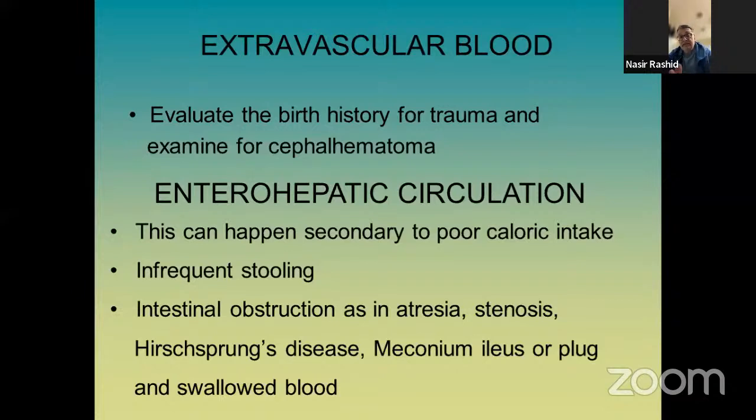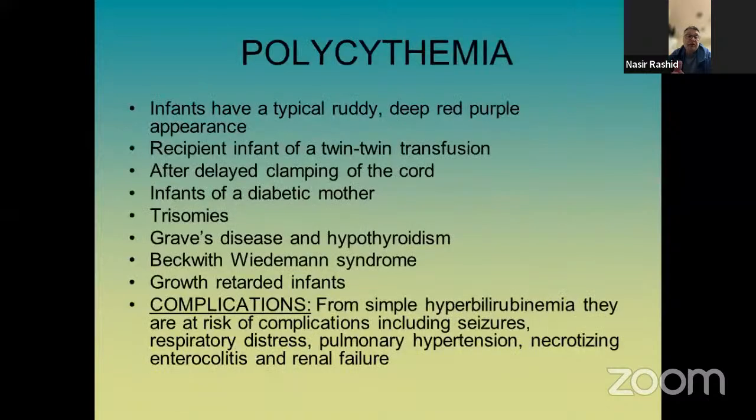jaundice. And then we talked about it, that if there's increased enterohepatic circulation, it can happen because of poor intake, infrequent stooling, if an infant has atresia or stenosis, and medical conditions like Hirschsprung, meconium ileus or solid blood can also cause increased enterohepatic circulation. So that can also be a risk factor for jaundice.